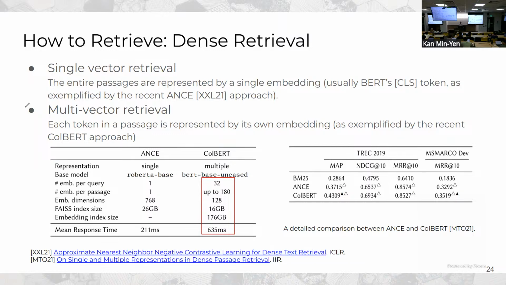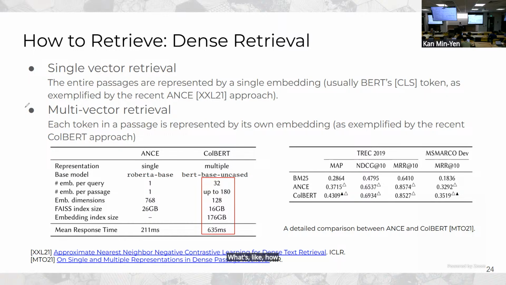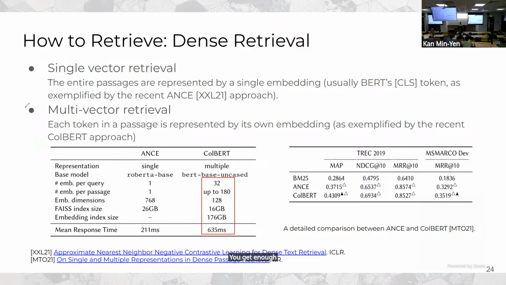Yeah, you mentioned the sparse vectors are basically one-hot encodings, which are compressed into the V-dimensional space. But how does this compression differ from how the dense vectors are being compressed into the embedding? Yeah, and there are lots of ways to get a dense vector. If you use the classical style embedding methods like word2vec, you get that from contextual representation. So we can go over that in the fundamentals of LLM.